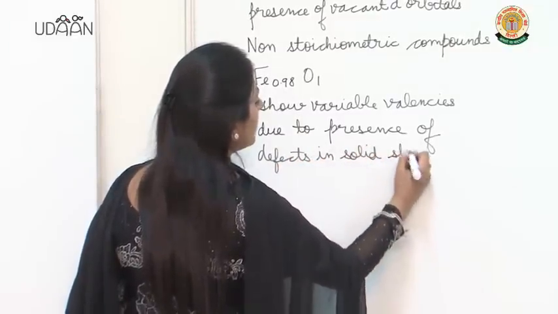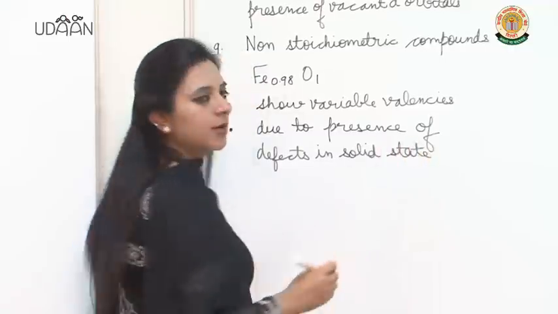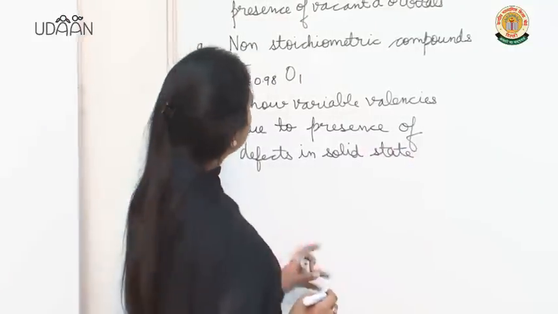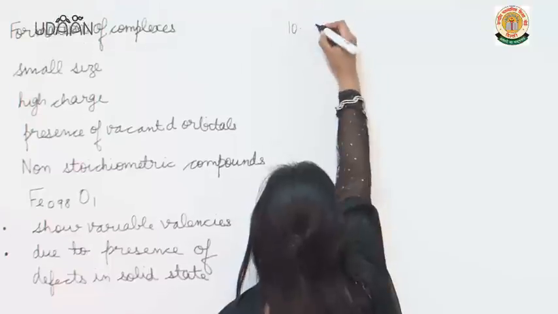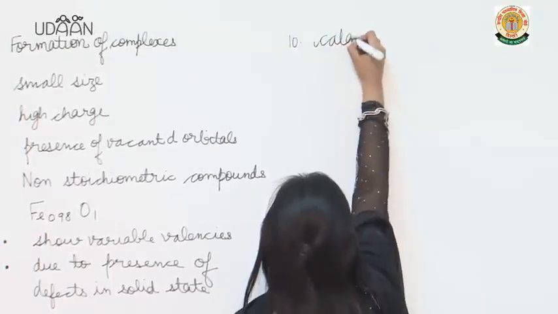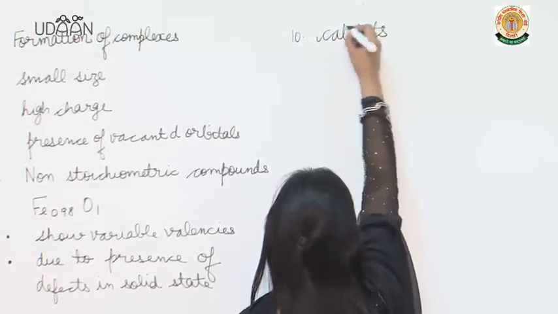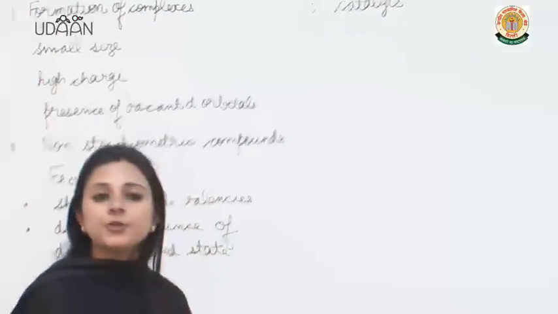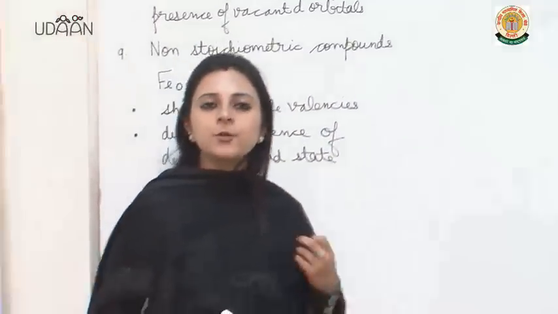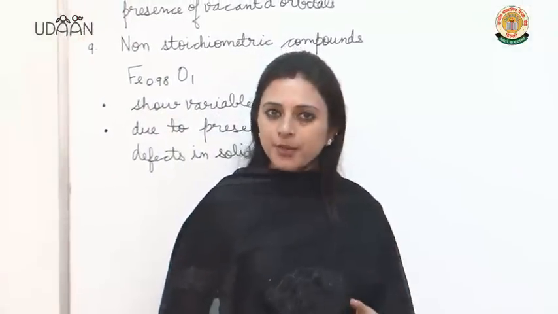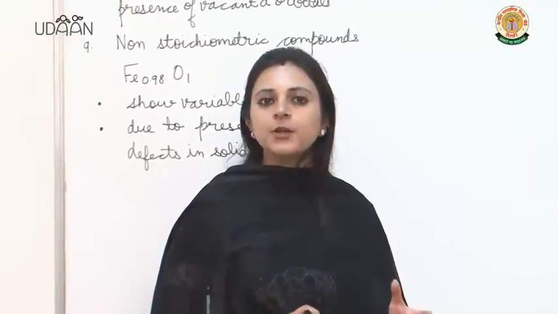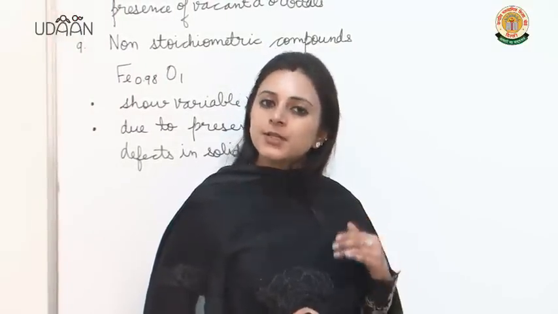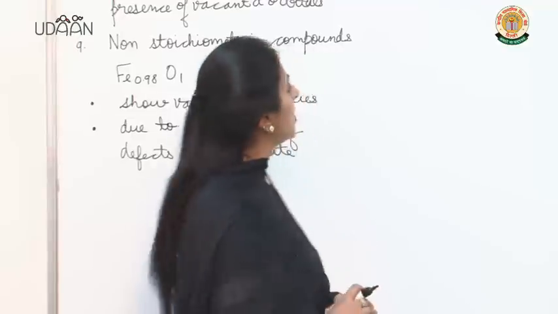they form non-stoichiometric compounds. Now another important property of these transition elements is that they can show catalytic properties, that is they can act as catalysts. Now we have seen in hydrogenation reaction we are using nickel, platinum and palladium catalysts, they are transition elements. In contact process we are using V2O5, which is again a compound of transition element.